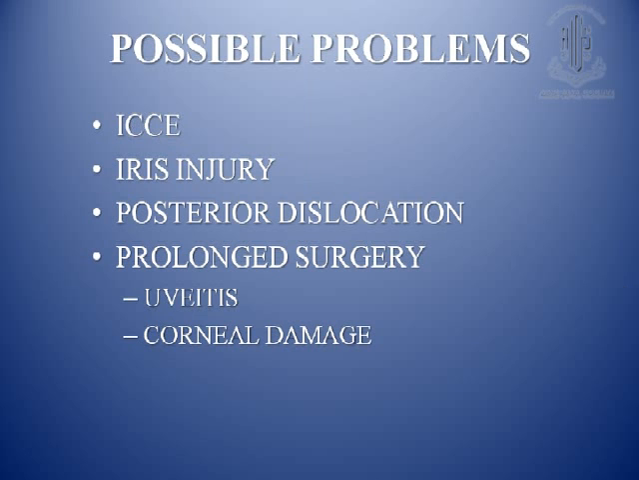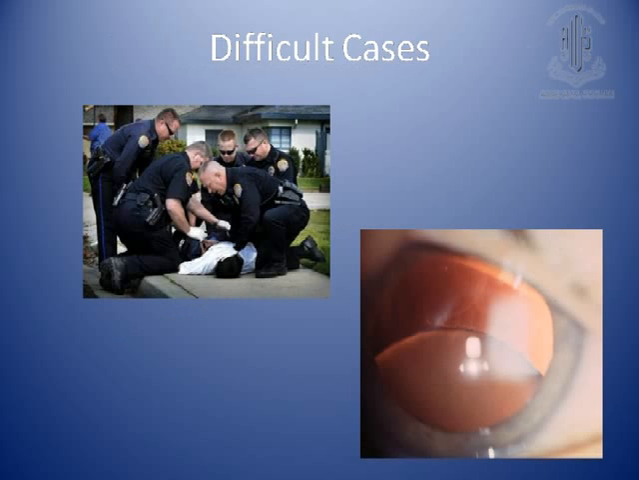Possible complications any surgeon might encounter, may be a beginner, may be an experienced surgeon, are ICC, iris injury, posterior dislocation, prolonged surgery, or uveitis or corneal damage. Now this can happen to anybody, not just a beginner. It can happen to an experienced surgeon also. Initially, I would advise not to go in for very difficult cases like a thoroughly uncooperative patient, deep set eyes, large degrees of subluxation. You can go in for mild degrees of subluxation for your first 3 or 4 cases, and then you can go in for more difficult cases as shown by the previous speakers.